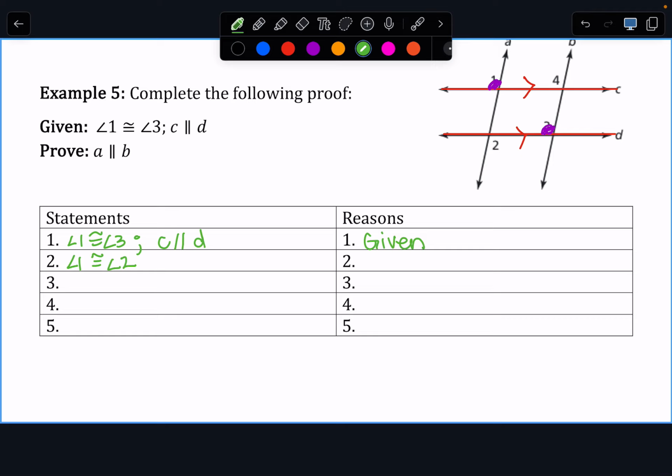Why? Because they're alternate. Is this the converse? No, it's not the converse. It's the original theorem. Alternate exterior angles are congruent. Okay. So angle 1 is congruent to angle 3. Now we have angle 1 is congruent to angle 2. Does that tell us anything?